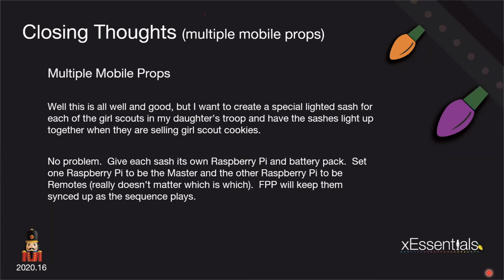No problem. Give each sash its own Raspberry Pi and battery pack. Set one Raspberry Pi to be the master and the other Raspberry Pis to be remotes. It really doesn't matter which is which, and FPP will keep them synced up as the sequence plays, as long as they're all on the same network. I apologize that I didn't include that. Obviously, they have to have some way to talk to each other. They can't all be independent.